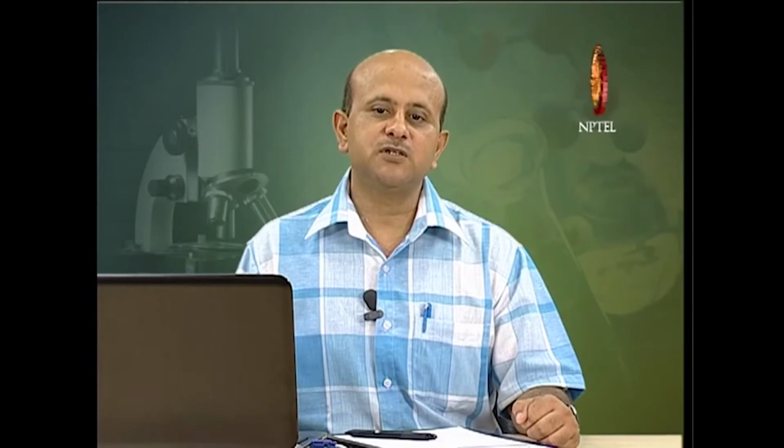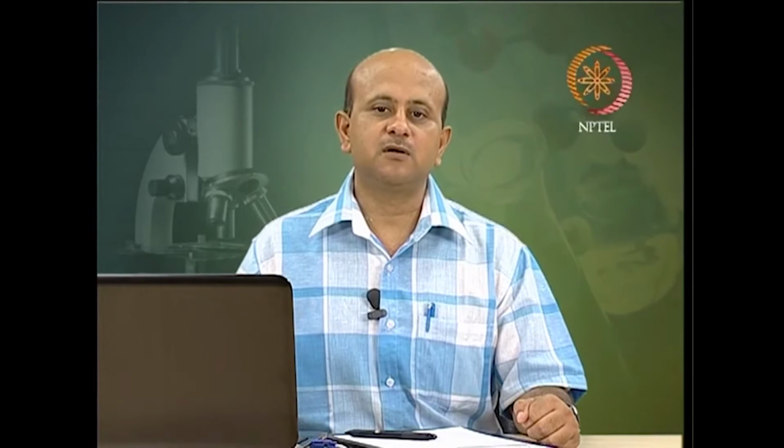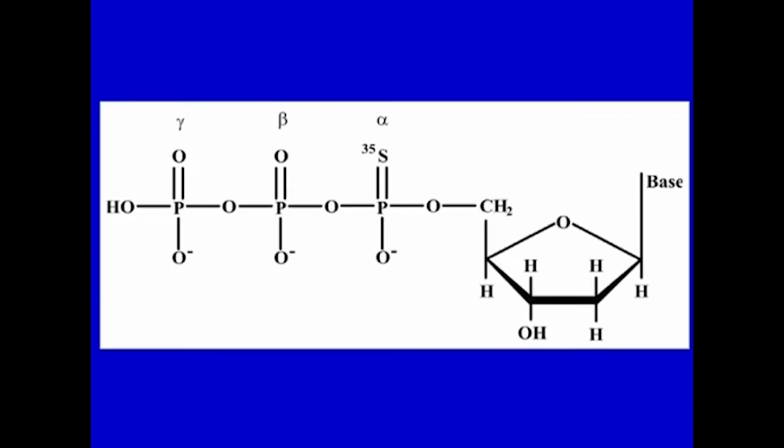Now, non-isotopic detection methods have also been developed with chemiluminescent, chromogenic or fluorogenic reporter systems. Although the sensitivity of these methods will not be as great as with radiolabels, they are adequate for many different purposes. You can see here this 35S incorporated at the alpha position.